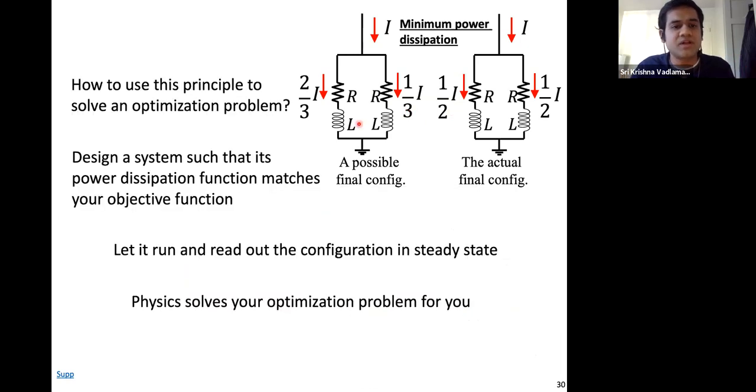So the way one would use minimum power dissipation to solve an optimization problem is, as I indicated earlier, you have some objective function. Try to create a system whose dissipation function matches your objective function, and then just let the system run, and it will reach some steady state. In this case, this simple steady state, and that will give the answer to your problem. So that is how one would use it. But what context does this appear in, and why are we talking about this at all? I'll answer those questions in a little while.